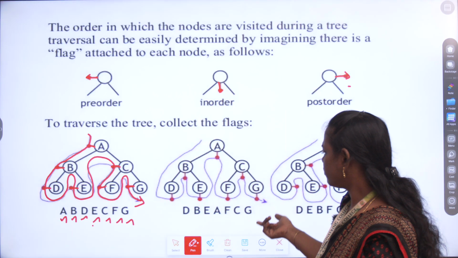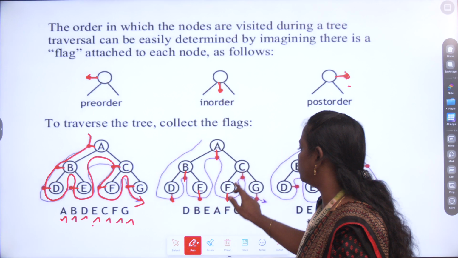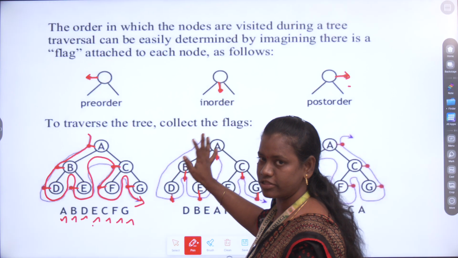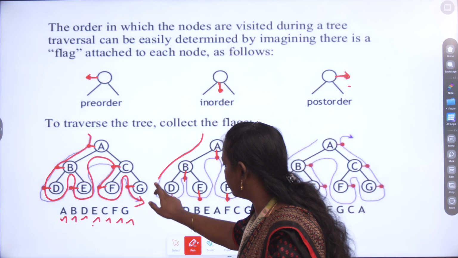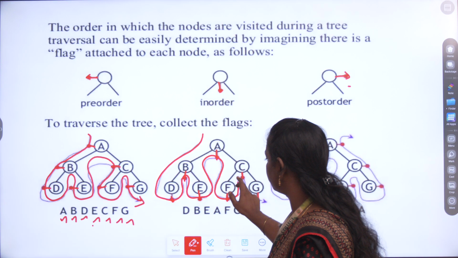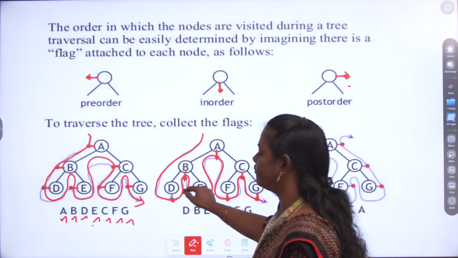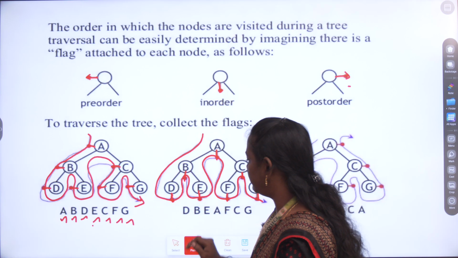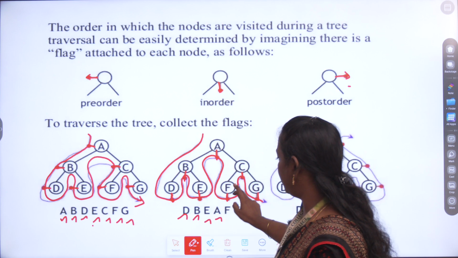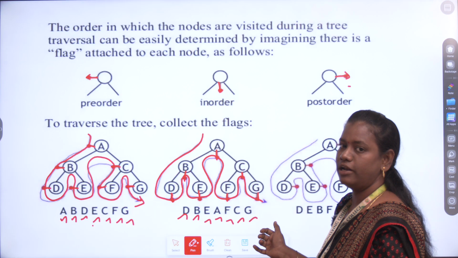And then next is in-order. In-order means you need to set the flag in the middle of each node. So here I have set the flag in the middle of each node. Now I am going to traverse the same path. I am going to draw a line which covers all the nodes. Now I am going to check which node's flag is touched first. So first the D node flag is touched, and then B, next E, and then A, F, C, G. So this is your in-order.